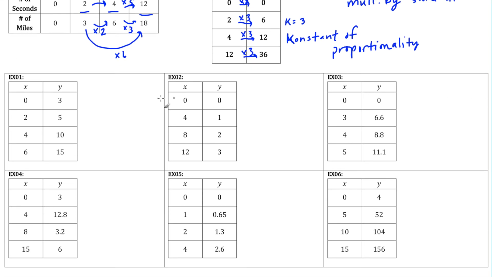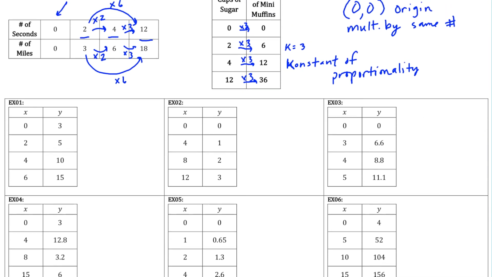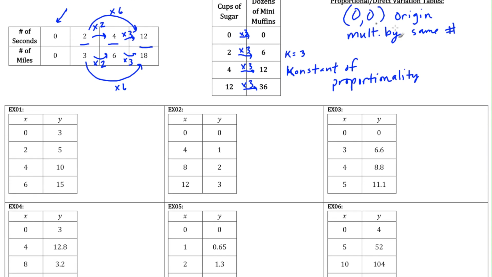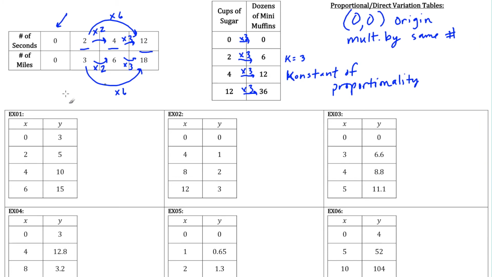So example 1. Let's check. Oh, actually, I'm going to go back up a little bit. Let's check to see if it's 0, 0. It does not have 0, 0. So we'll circle that and we'll say not direct variation. Let's check this example 2. So 0, 0, 0, 0. Yes, that's good.